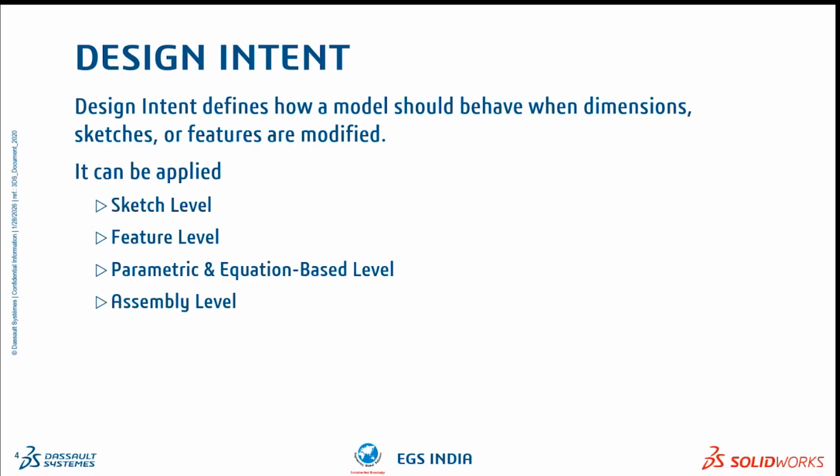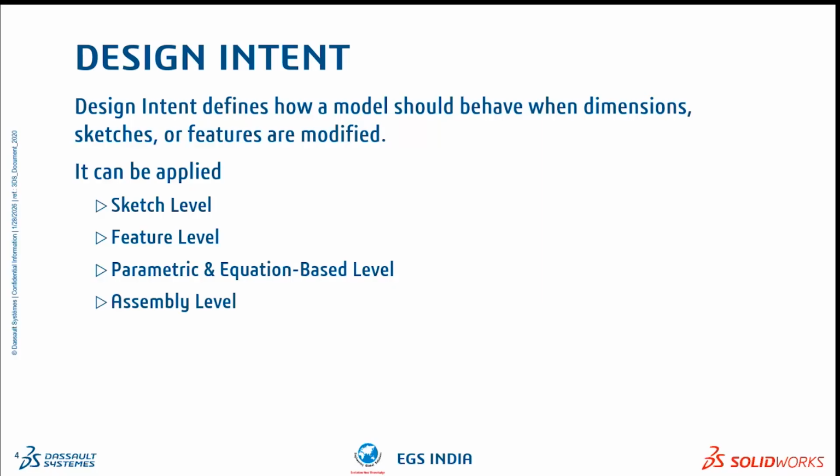First we see about design intent. Design intent explains how our model should behave when we change its dimension, sketch, or feature. In a real project, changes will happen. A good model is not just one that looks right now, but one that we can also change correctly and modify later. Our design intent works on multiple levels: sketch level, feature level, parametric equation-based level, and assembly level.